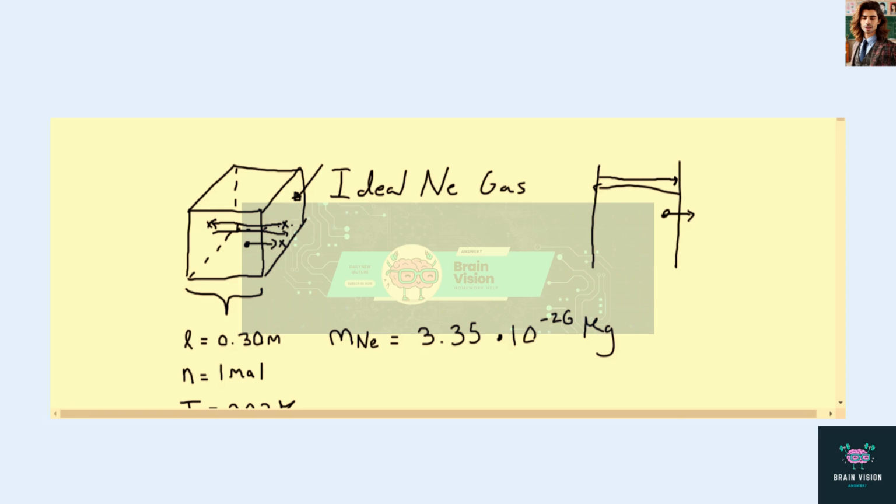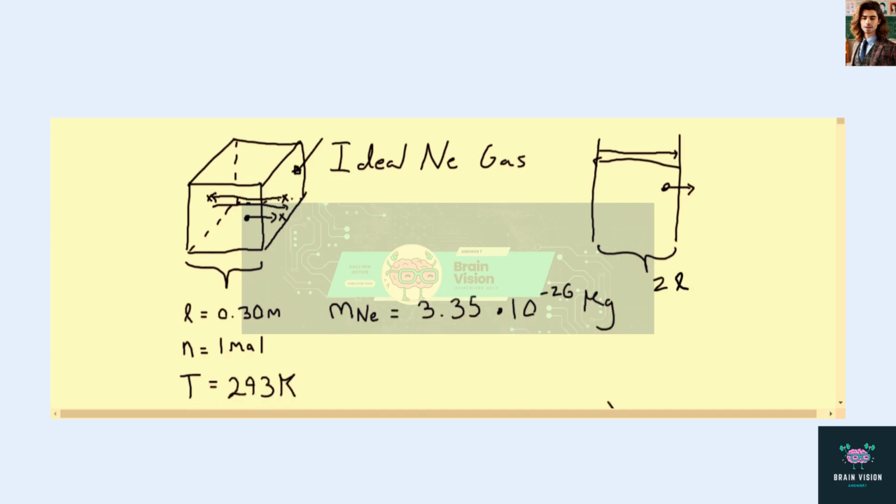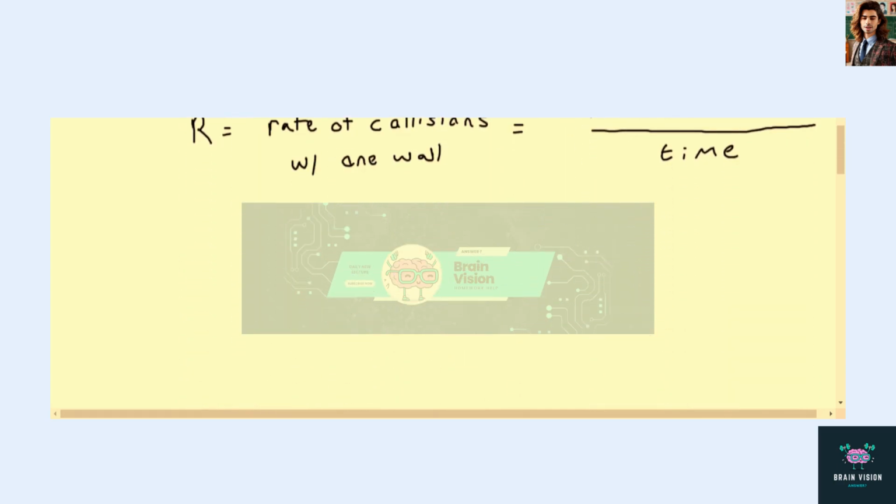So you can see that in the time it takes to travel back and forth, we will have had only one collision. So it's guaranteed that we need to have at least one collision within the time it takes to travel a distance 2L. Okay, so we're interested in the time it takes to travel 2L.